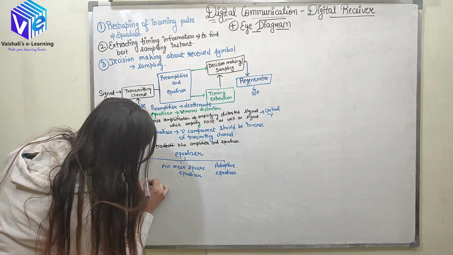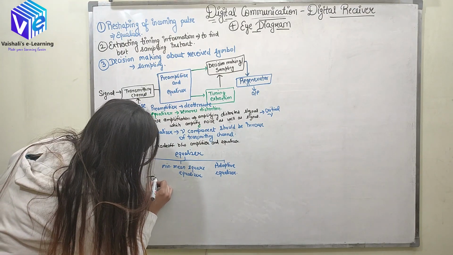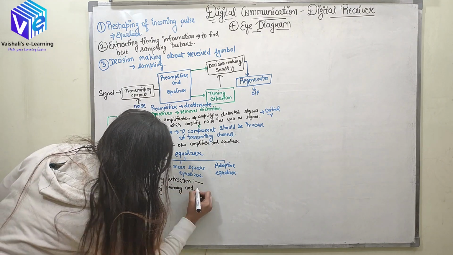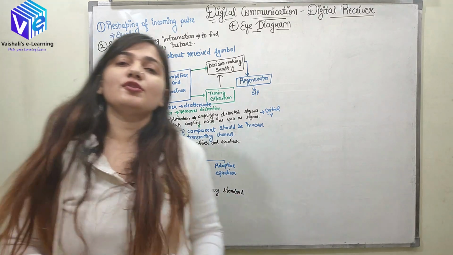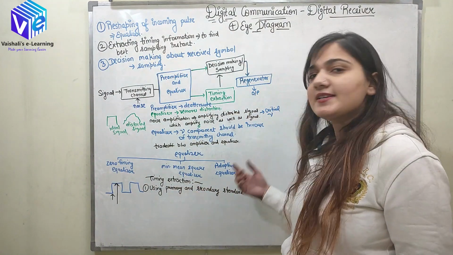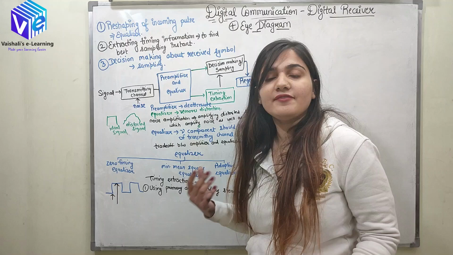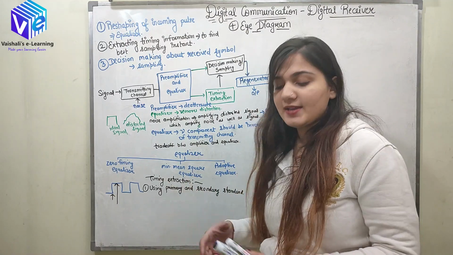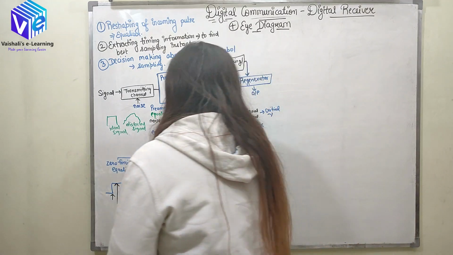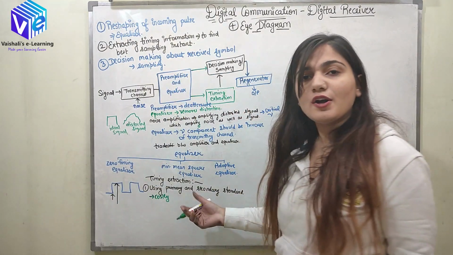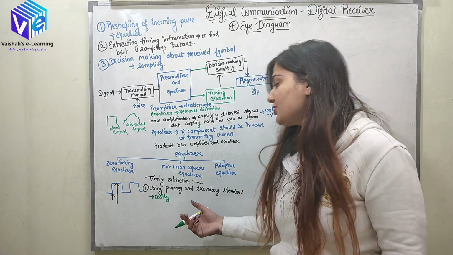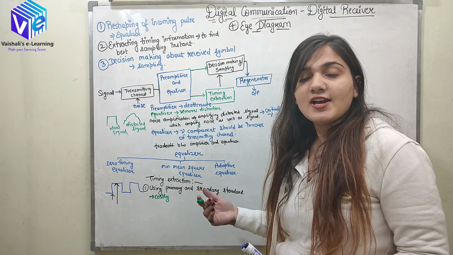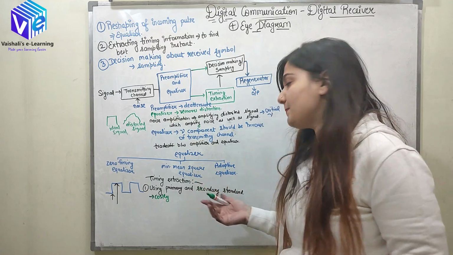So we have three types of timing extraction. The first thing is using primary and secondary standard. So I have the master timing information with me, but this type of timing extraction is costly. So it is not used in a lot of applications, but using this type of timing extraction, I can transmit high volume and high speed data.